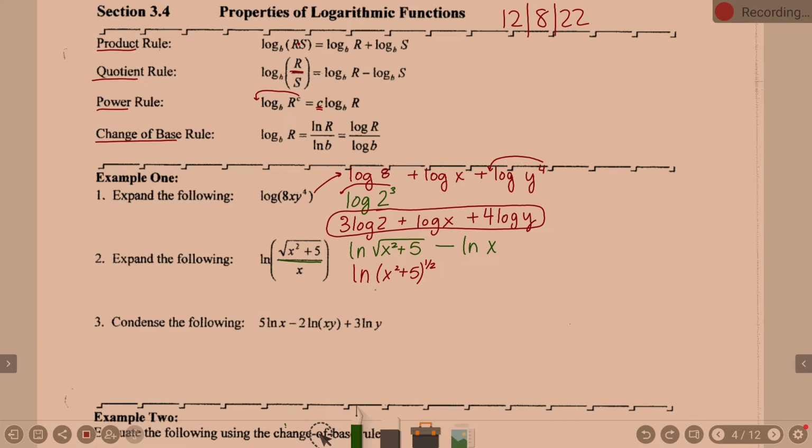Radicals, square roots, cube roots, fourth roots, whatever, can be rewritten as powers. So now if I rewrite that as 1/2, the power of 1/2 can go where? Out front. So this can become 1/2 natural log of x squared plus 5 minus natural log of x. And yes, the parentheses have to be around the x squared plus 5, because otherwise it could look like natural log of x squared and then a random plus 5.